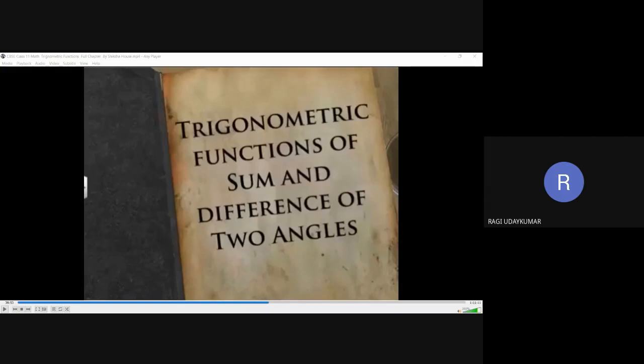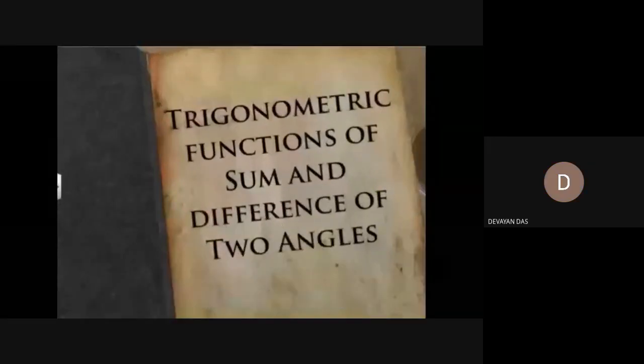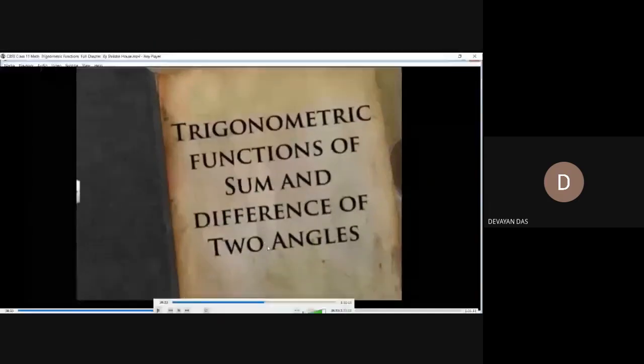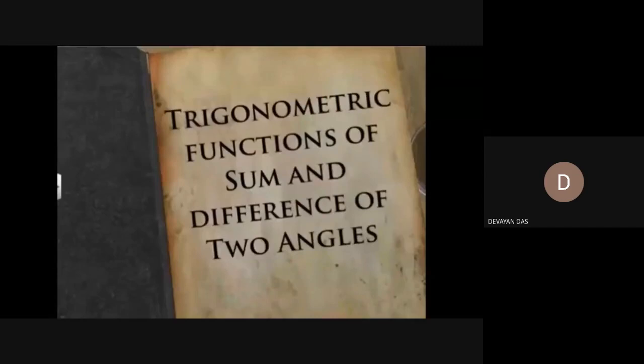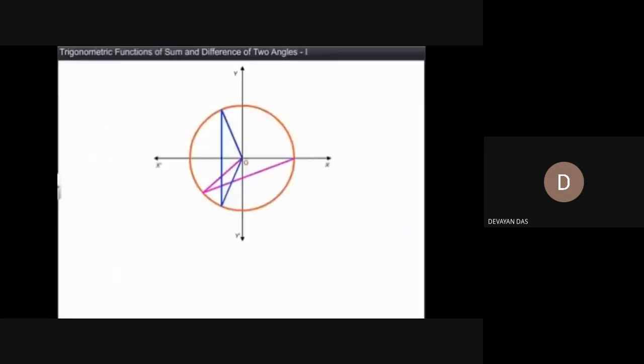Let us learn the trigonometric functions of the sum and difference of the angles. See here, consider a unit circle, and A is a point, and B is another point, and C and D are points. A is a point on the x-axis. So consider the angle AOB as x radians.